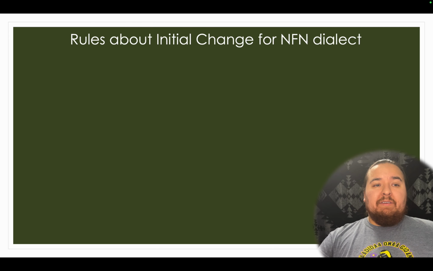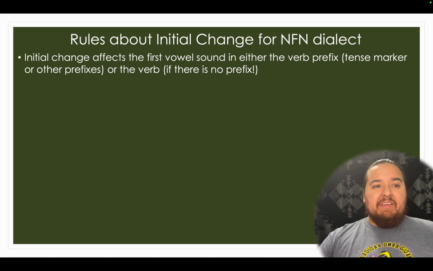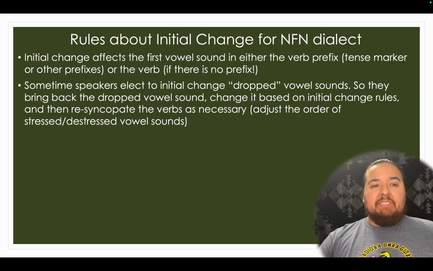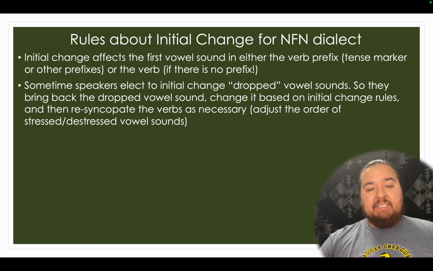So, rules about initial change for the Nipissing dialect. Initial change affects the first vowel sound in either the verb prefix, like a tense marker, or the verb if no prefix is present. Sometimes speakers elect to initial change dropped vowel sounds. So they bring back the dropped vowel sound, change it based on our initial change rules from the previous slide, and then resyncopate the verbs as necessary. So they adjust the order of stressed and de-stressed vowel sounds.